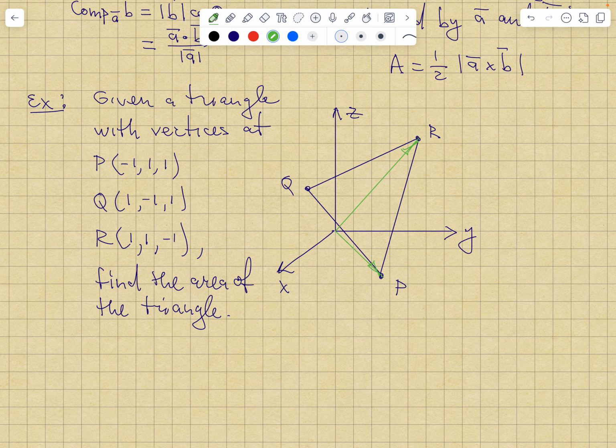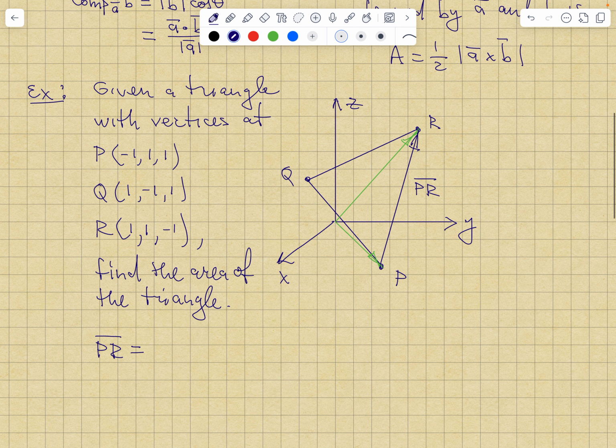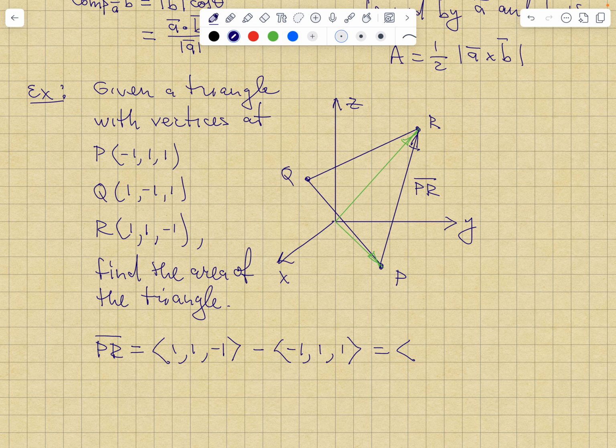And so then if I want to find the vector from P to R, let's call it PR, it is enough to take a position vector for R and from it subtract the position vector for P. So 1, 1, -1, minus -1, 1, 1. So that's a vector 2, 0, -2.